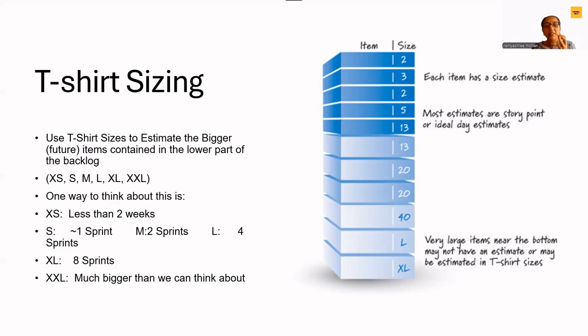Large is considered as 4 sprints. Extra large is considered as 8 sprints. Anything larger than 8 sprints is considered as double XL. This is called feature size. Sorry, t-shirt sizing. And why do we do this?